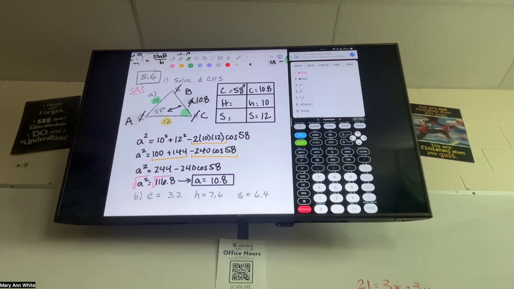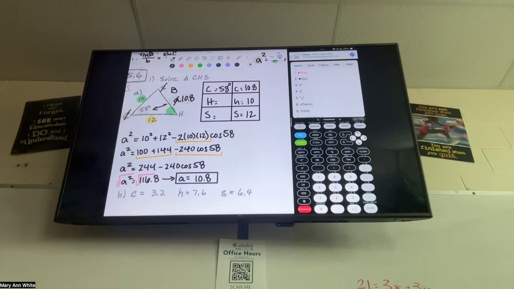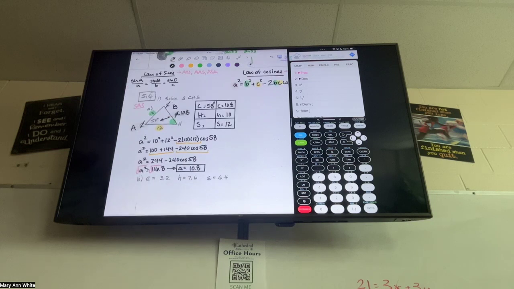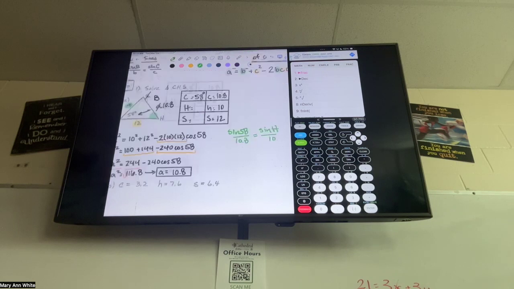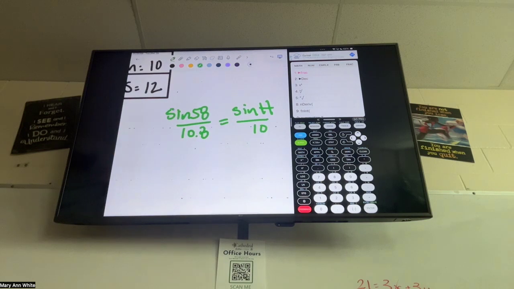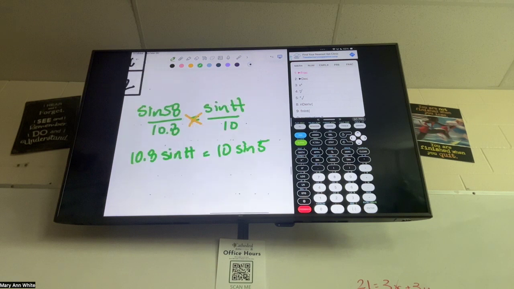It looks like I'm ready to do that H. So I'm gonna go do the law of sine for H. You could also do the other one if that makes you happy, but I'm gonna do H just because that's what I'm ready to do. So I'll do sine of 58 over 10.8 equals sine of big H over 10. And again, I could have done sine of S over 12 instead. It doesn't matter. I just chose to do this one. So 10.8 sine H equals 10 sine 58. Divide by 10.8.